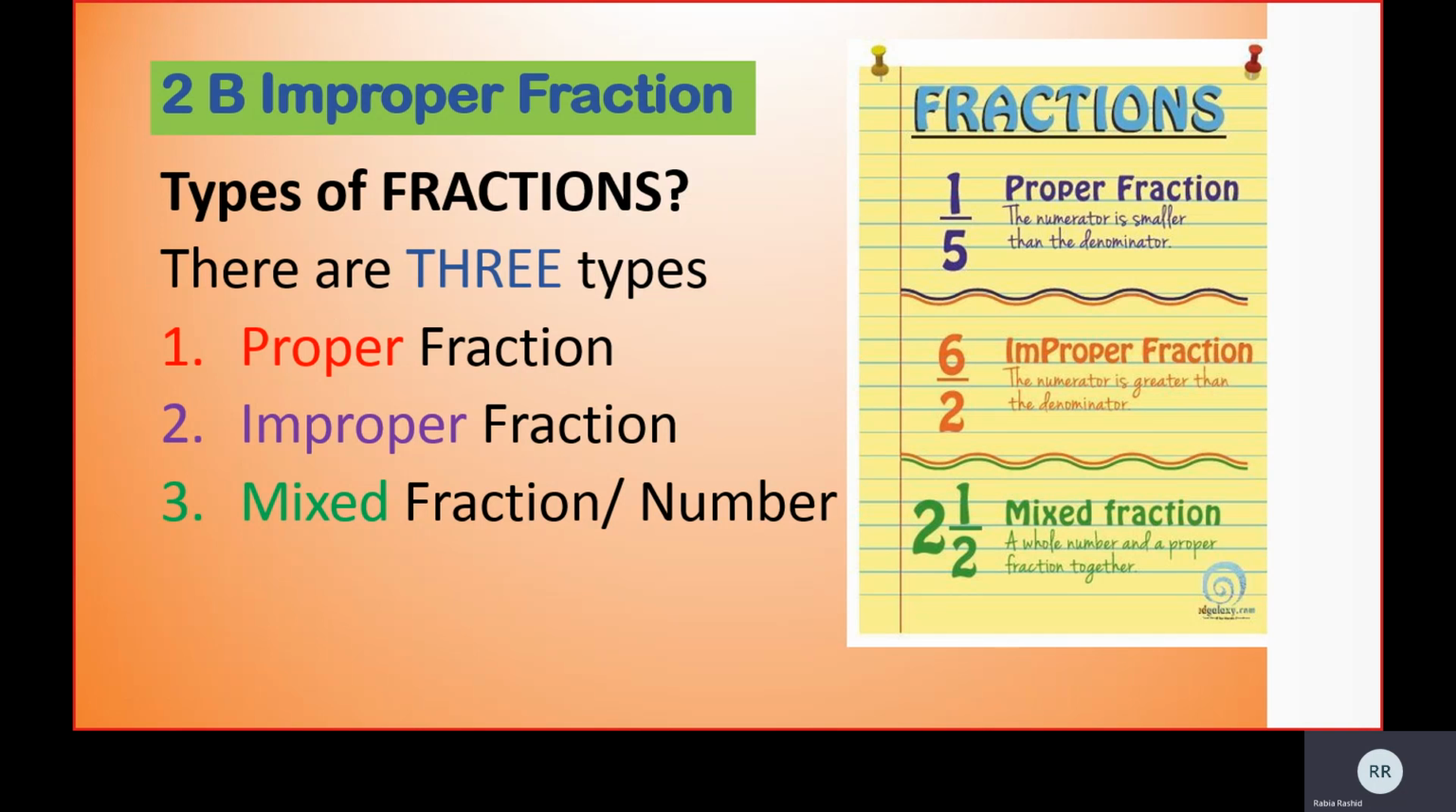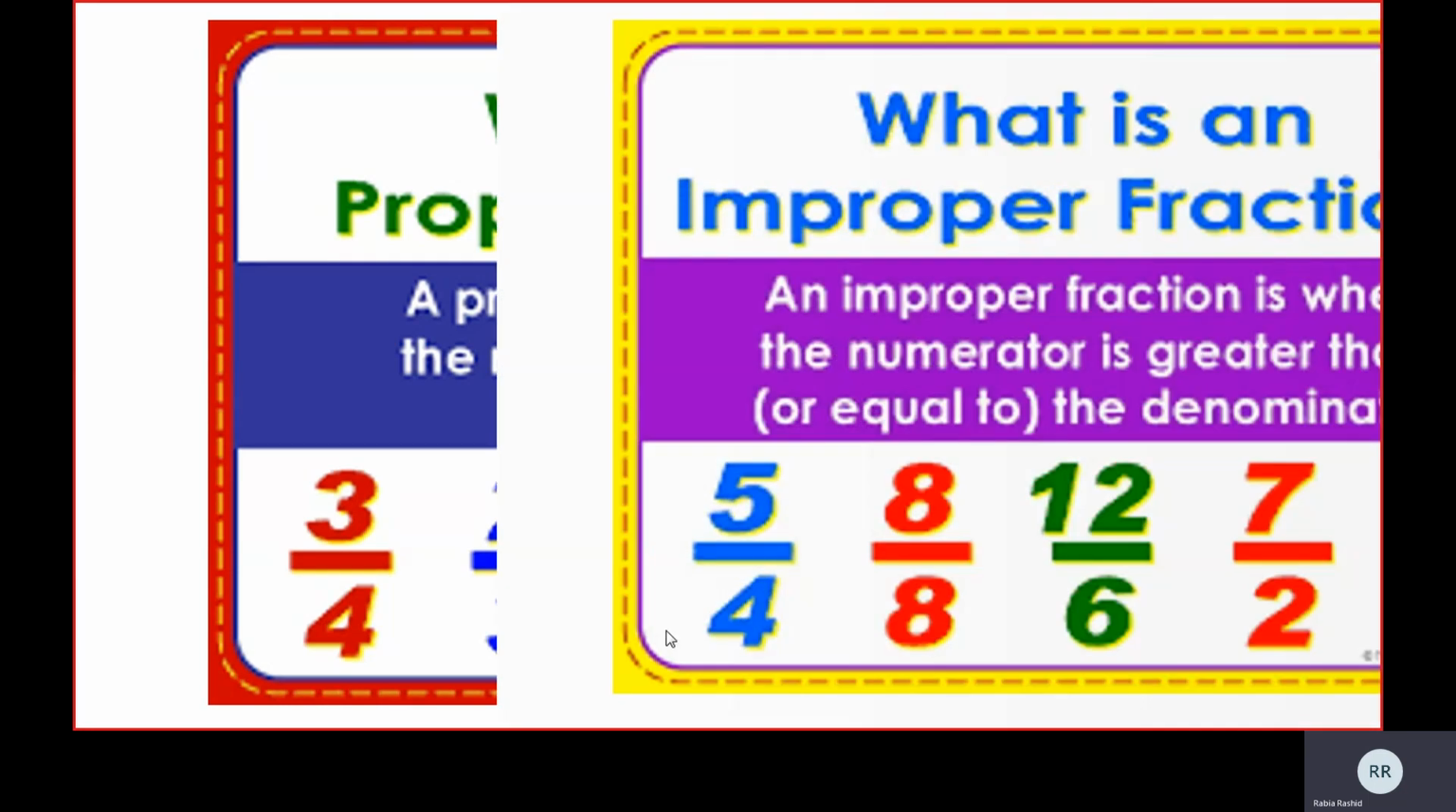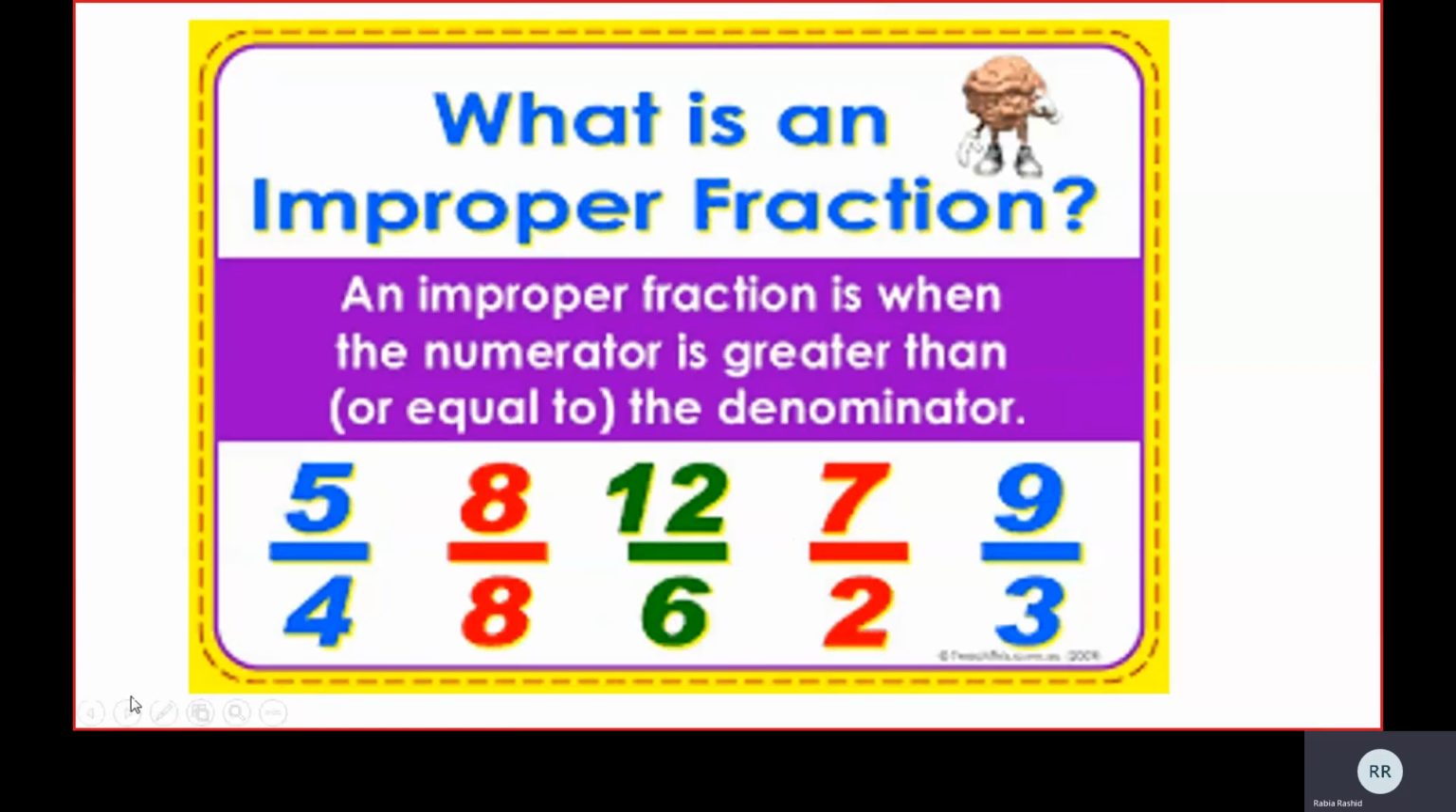Now here are a few examples. You can see what proper fractions are. All the numerators, the numbers on the top, are smaller than the numbers in the denominator. Here are some examples of improper fractions where the top numbers are greater than the numbers in the bottom, that is the denominators. You can see examples like 5 by 4, 8 by 8, 12 by 6, 7 by 2, and 9 by 3. When the numerators are greater than the denominators, the number in the denominator can divide, further simplify the number on the top.